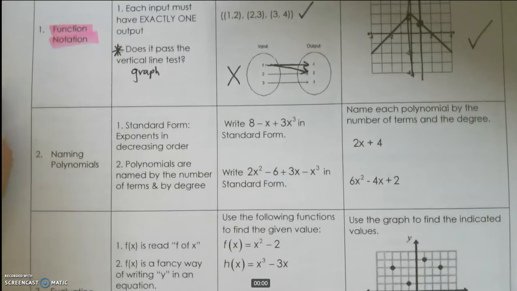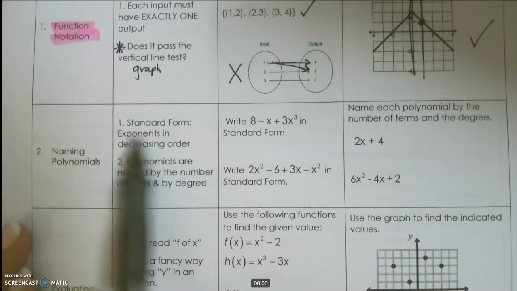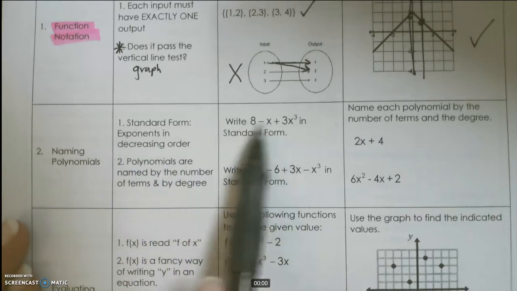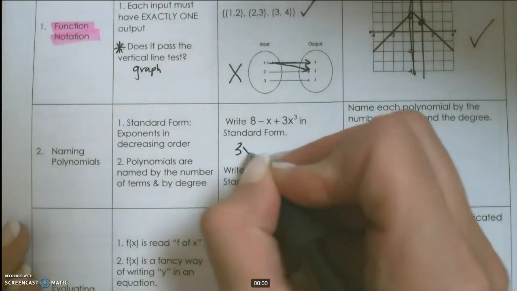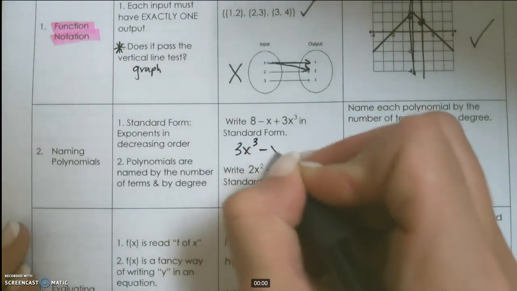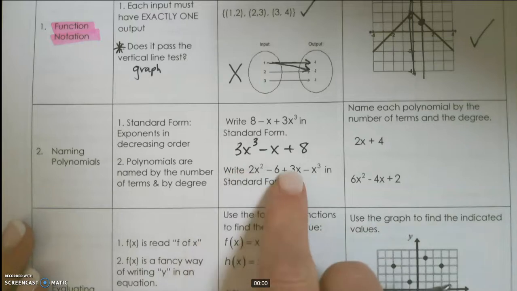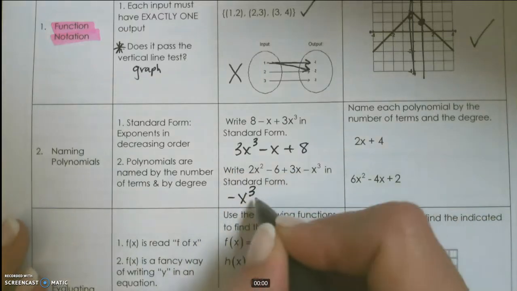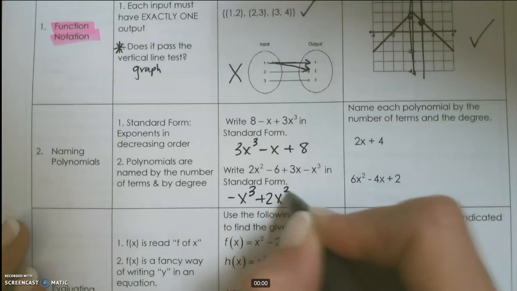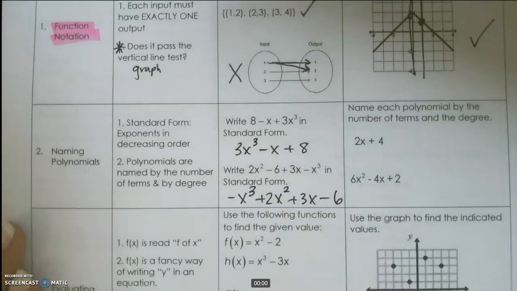All right, down to naming polynomials. One thing I want to talk about: naming polynomials, it needs to be in standard form. So right now, this is not in standard form. We could rewrite it by going from the highest exponent all the way to the lowest exponent. Again, let's write this one in standard form. I'm going to start with my highest exponent. Next one, and then no exponent or the constant at the end.